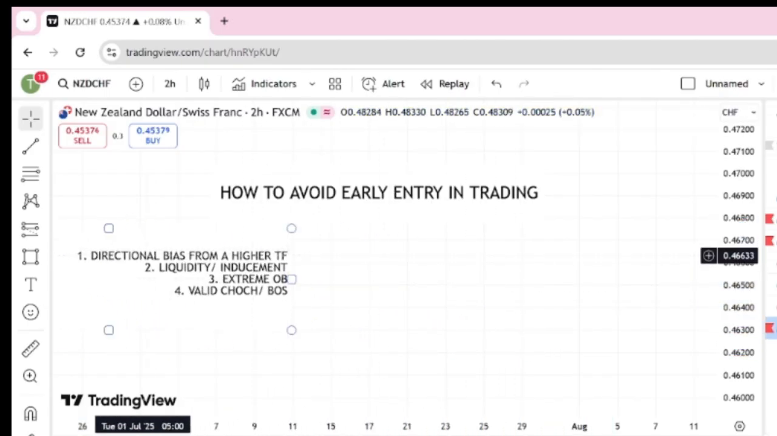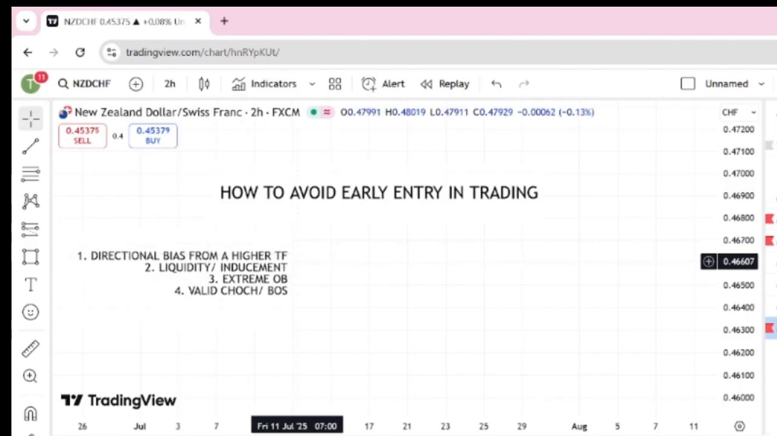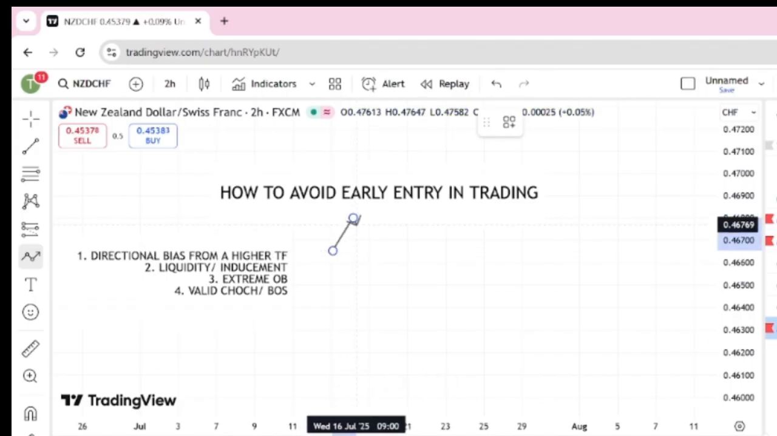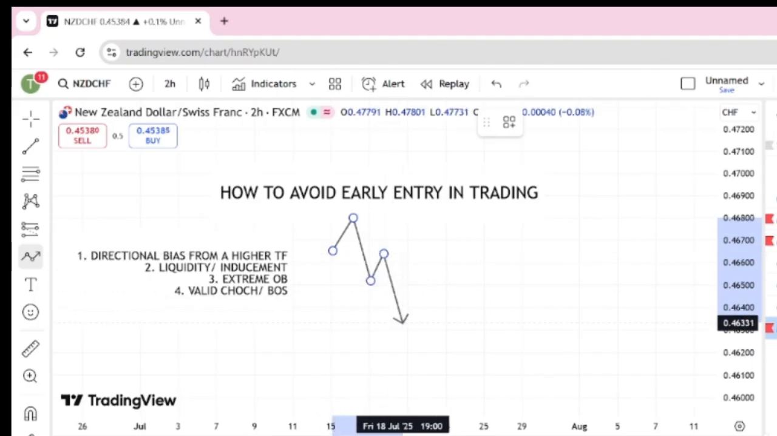The first one is directional bias from a higher time frame, because a lot of people don't understand when you have internal structure, an internal break of structure or change of character, and they go ahead and mark that as a valid change of character or break without knowing that it's internal structure. So let's assume we have this, and this is the main time frame, the chart on the 4 hours.